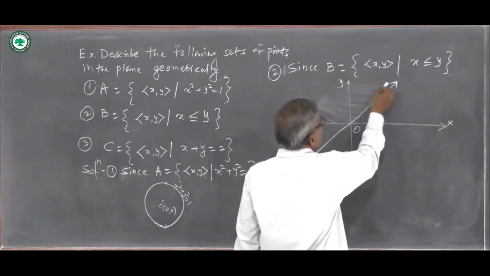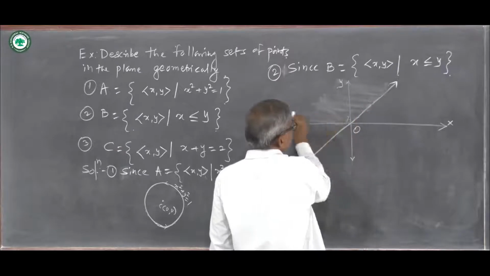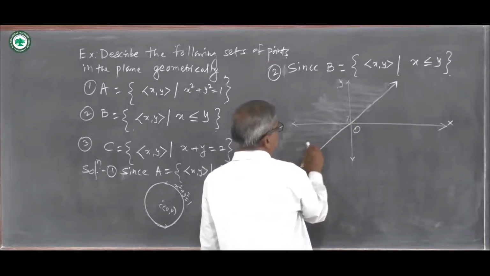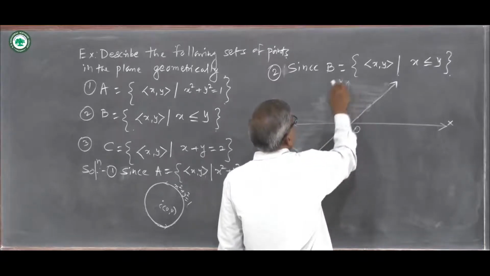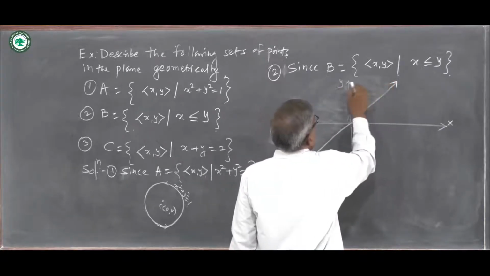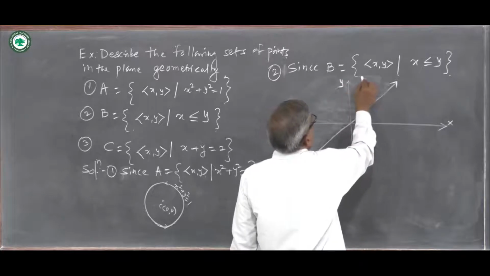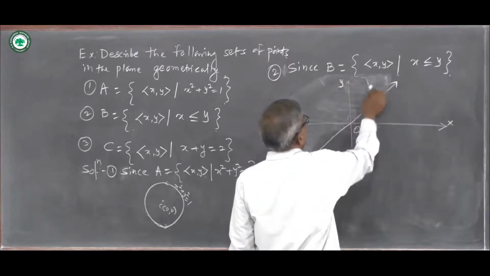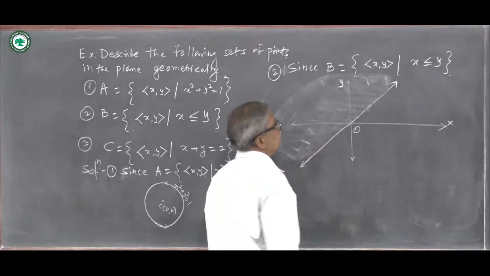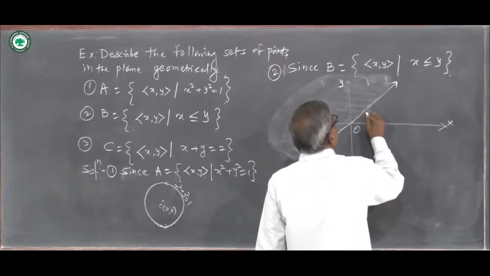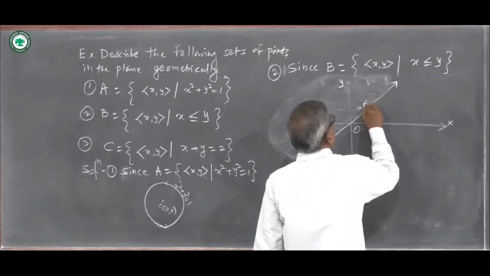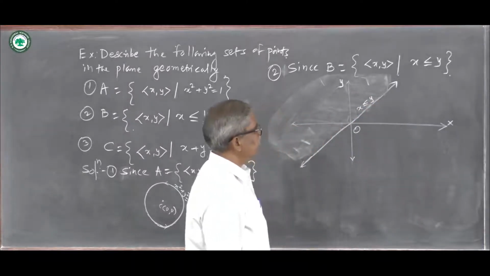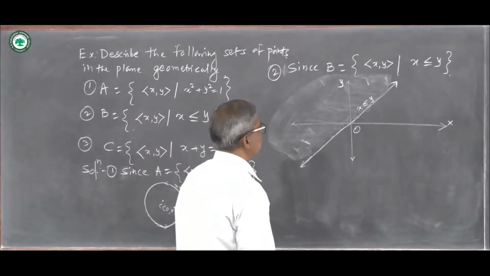All points which lie in this region are included in set B. x less than or equal to y, where x is equal to y is the boundary line.